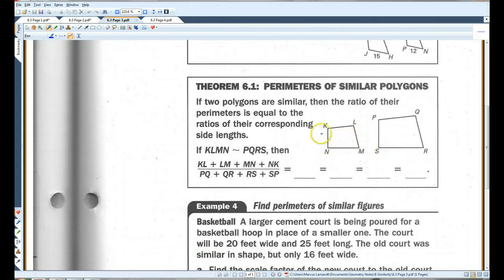Also, if you were to calculate the perimeter of this figure, then calculate the perimeter of this figure, that also has a ratio of 2 to 3. Okay? So, if these two figures are similar, the perimeter, all the sides added together, over the perimeter of the other one, equals the same ratio you get for each of the individual sides.